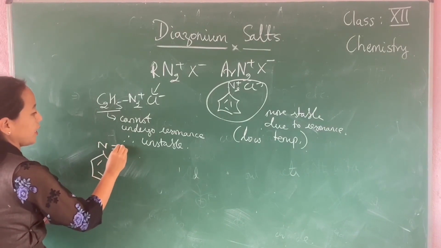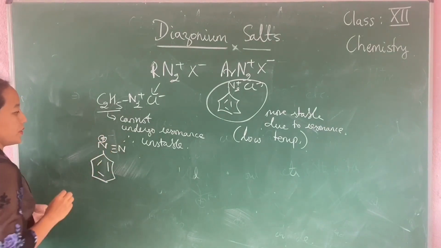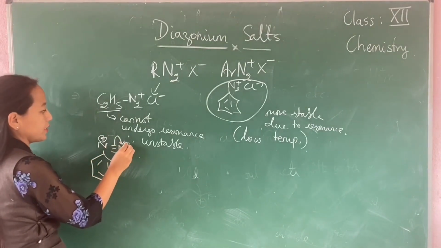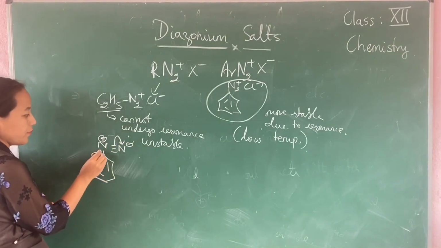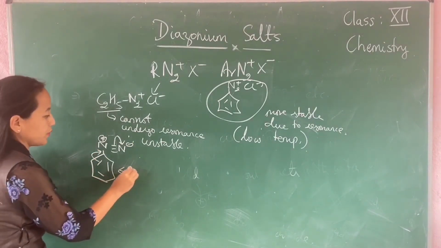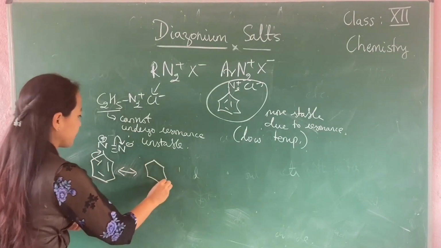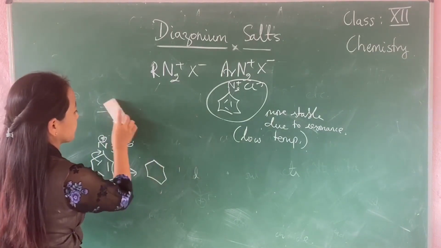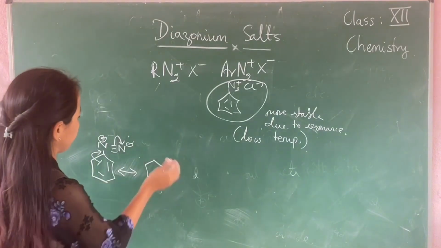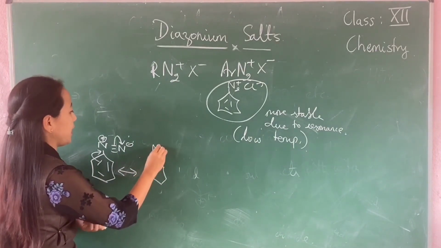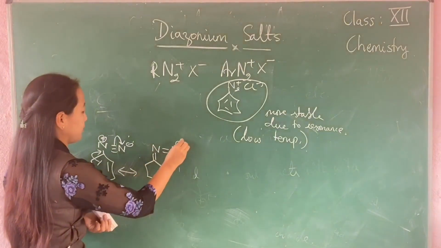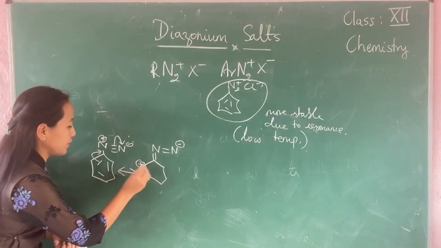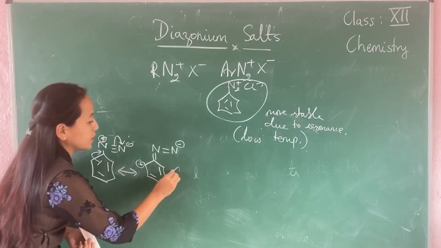N triple bond N, this N carries a positive charge. Now what happens is this will shift over here in the form of negative charge, and this will come and form a double bond over here. So the first resonating structure will be double bond N with a negative charge. Since this carbon is losing its electron, this will have a positive charge, with double bonds.